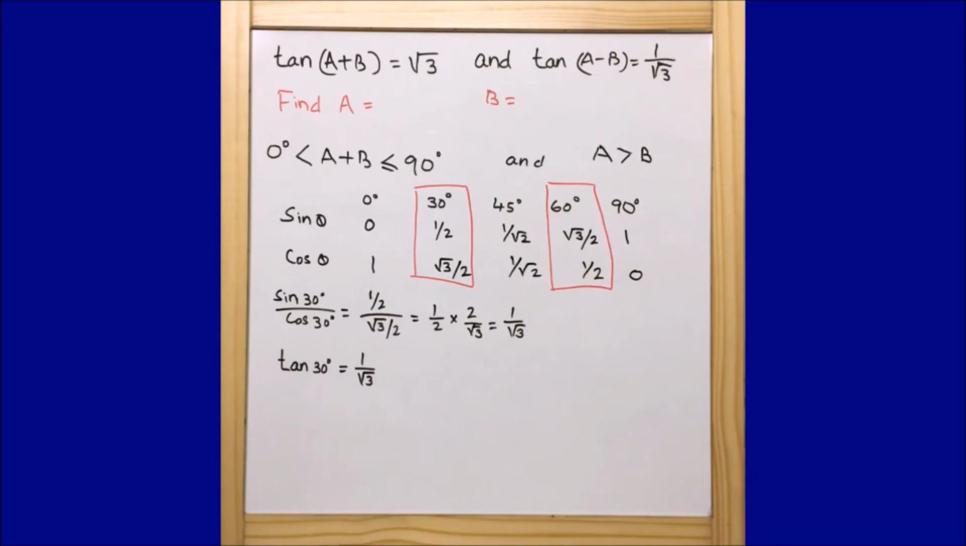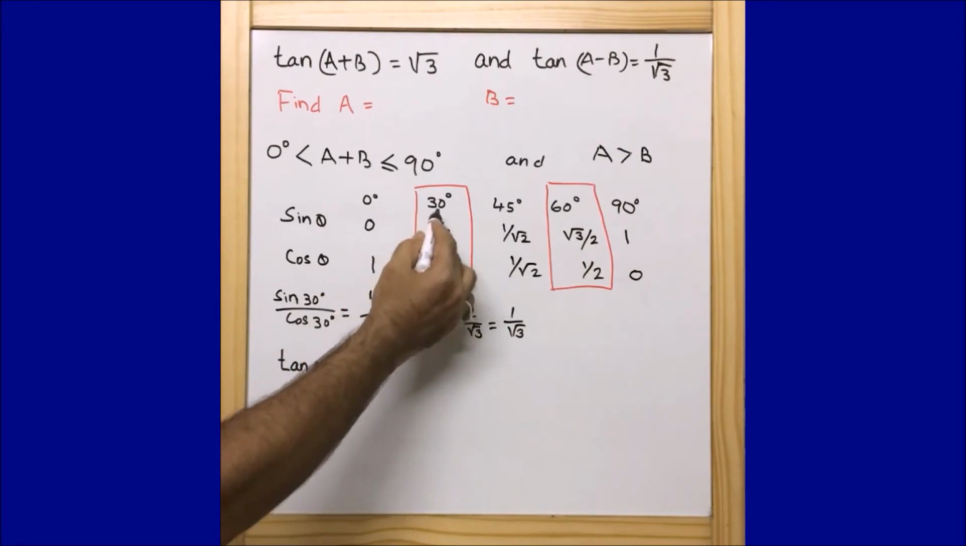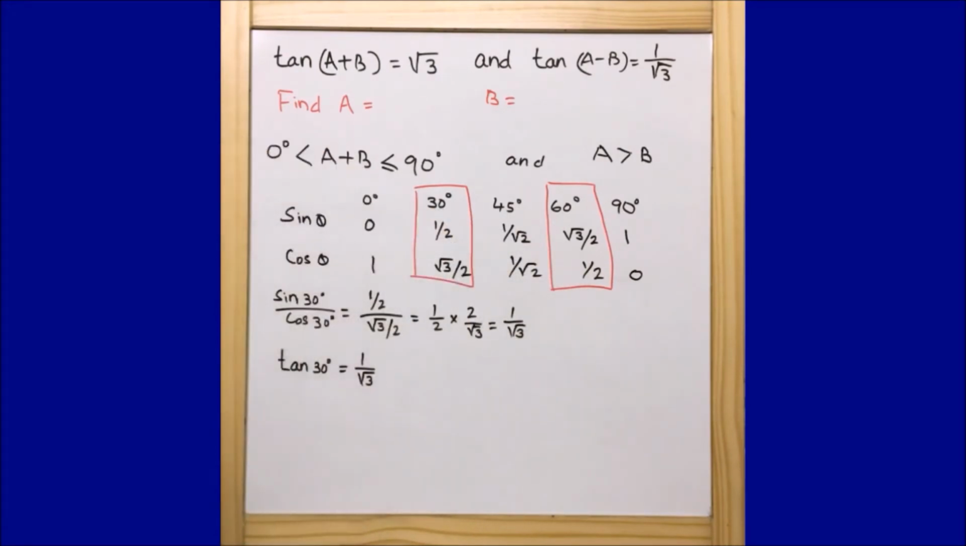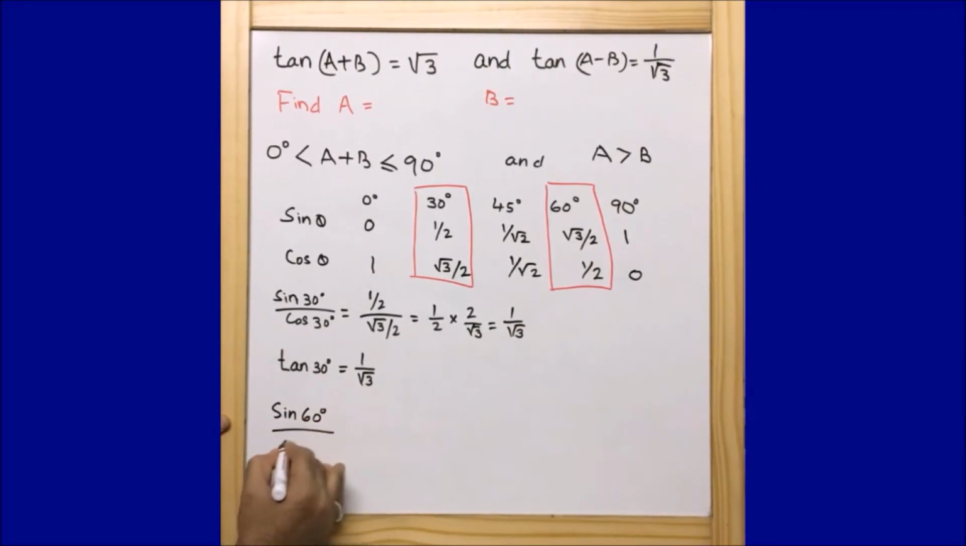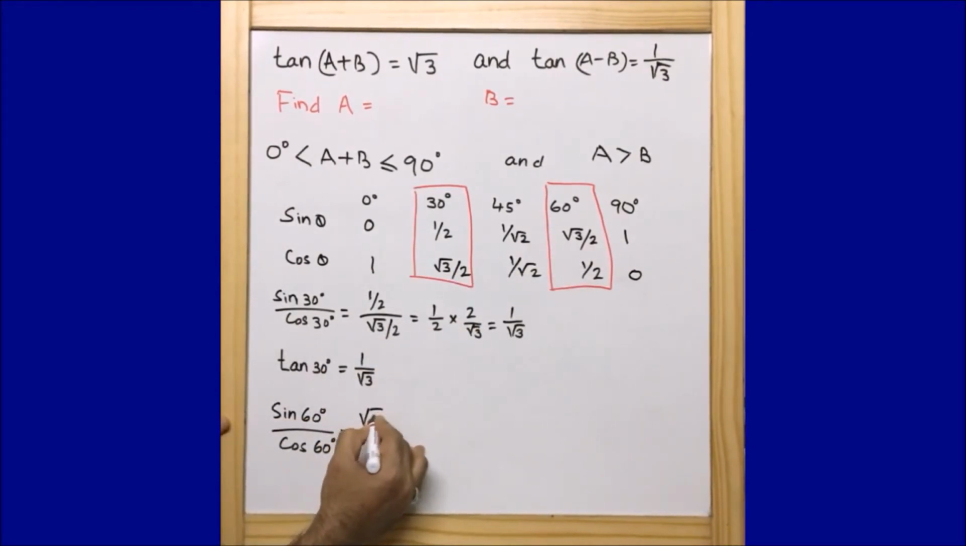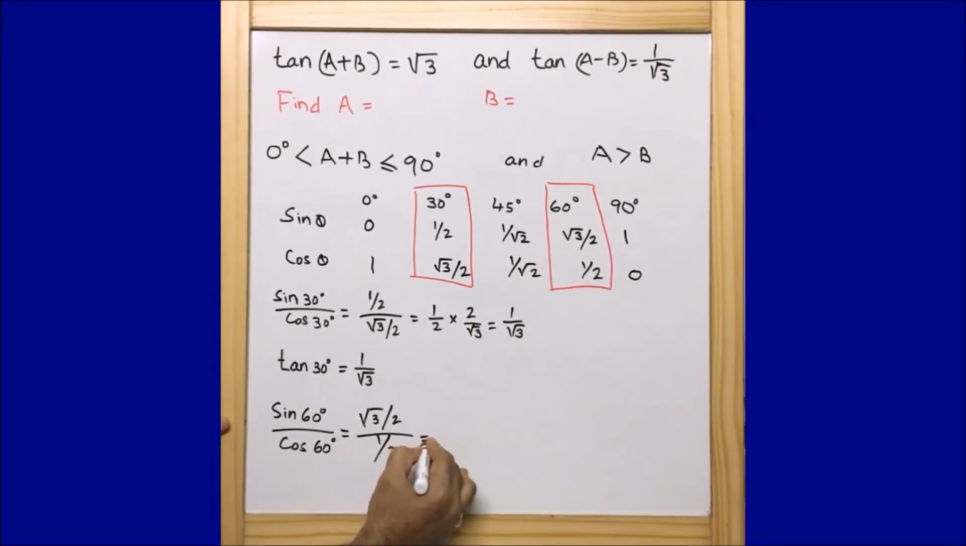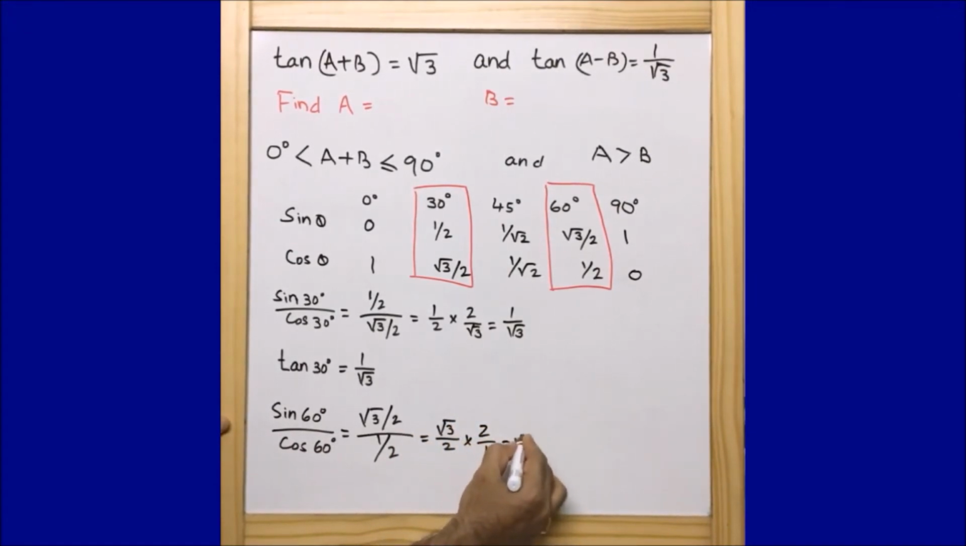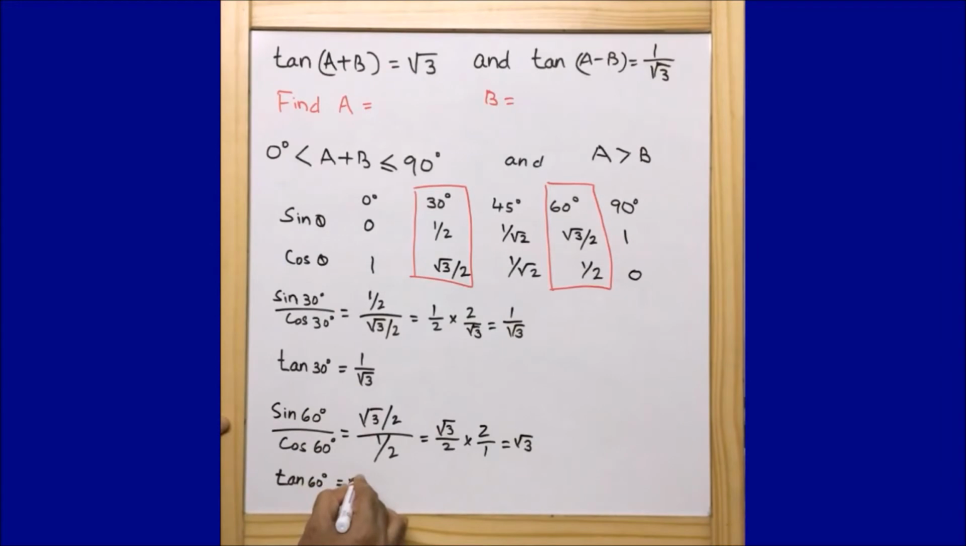Now similarly, let's see what the other values we are getting. We decided to consider these two. Now we took 30 degree, let us focus on 60 degree. So sine 60 degree by cos 60 degree is equal to root 3 by 2 upon 1 by 2, that is equal to root 3 by 2 into 2 by 1, so that is equal to root 3, or I can say tan 60 degree is equal to root 3.